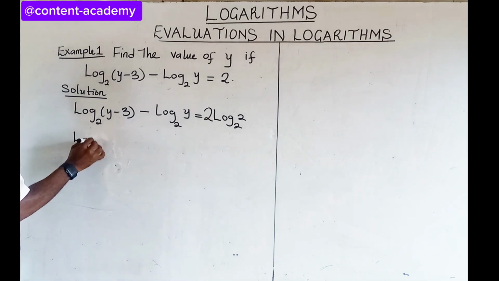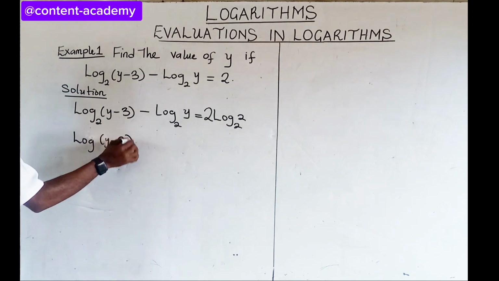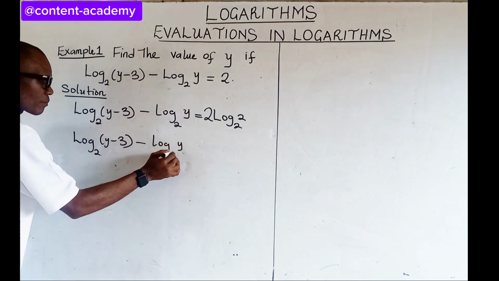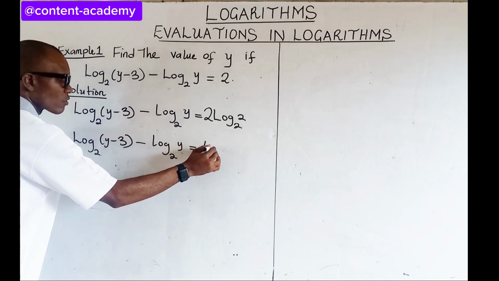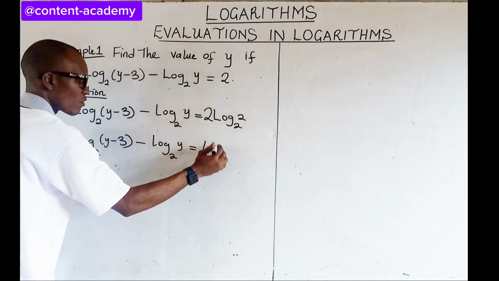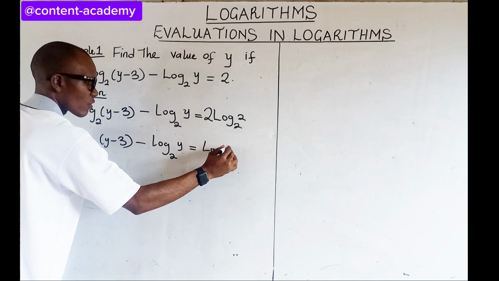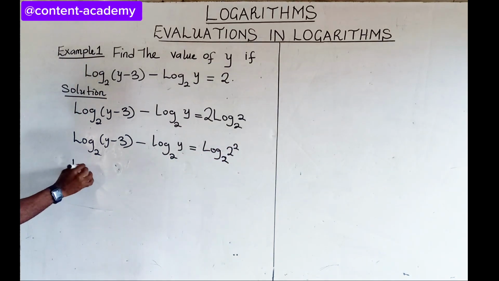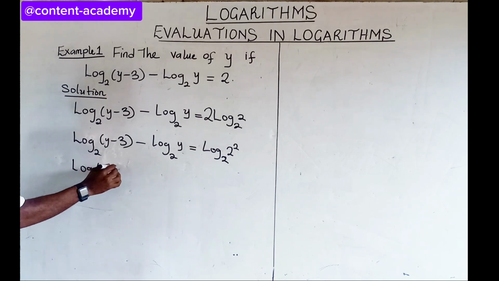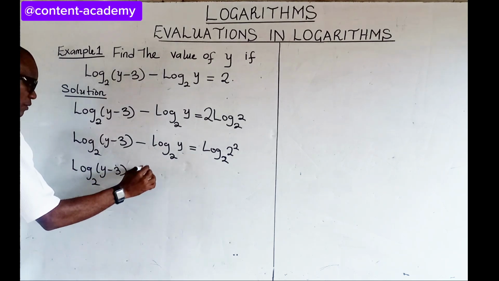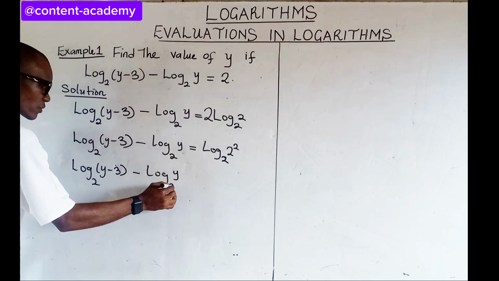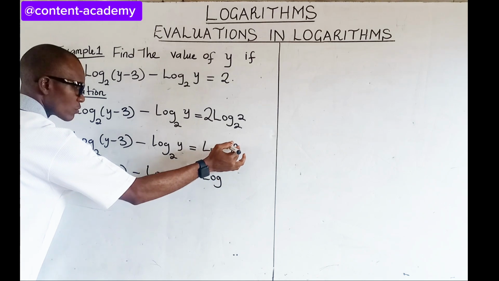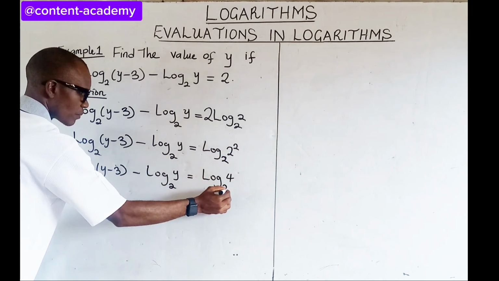We also have log y minus 3 base 2 minus log y base 2 is equal to, from the laws of logarithm, these two will go over this place, will give us log 2 raised to the power of 2 base 2. Which means this is log y minus 3 base 2 minus log y base 2 is equal to log 2 raised to the power of 2 will give us 4 base 2.